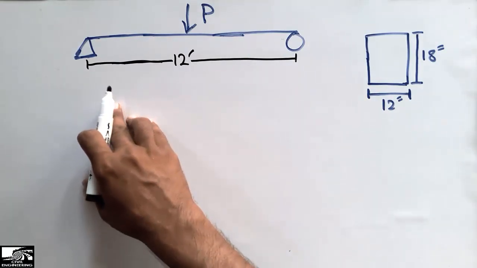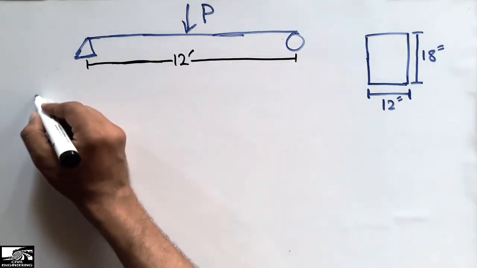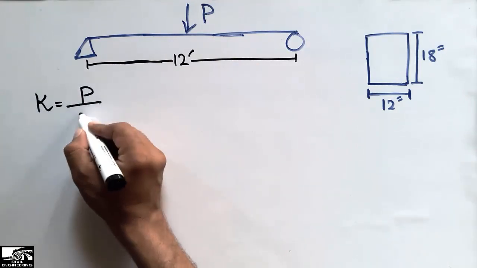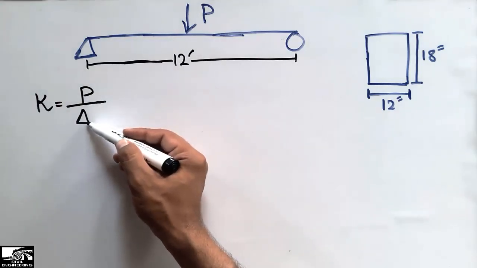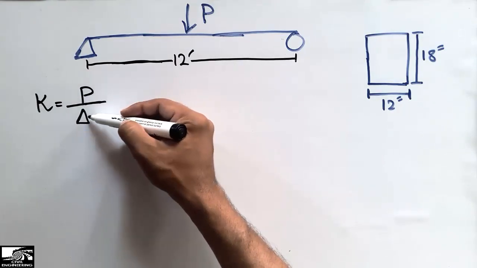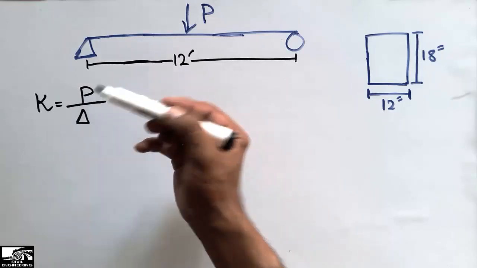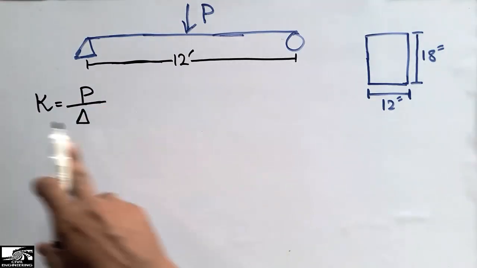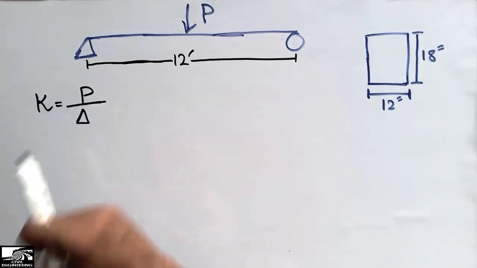And today's lecture is about the stiffness of the simply supported beam. So as we know, the stiffness can be defined as the load per unit displacement, the load required to produce a unit displacement. The more load required to produce a unit displacement, the more stiff the material. The less load required to produce a unit displacement, the less stiff the material. So this is the formula for the stiffness, represented by K, which is equal to the load per unit displacement.